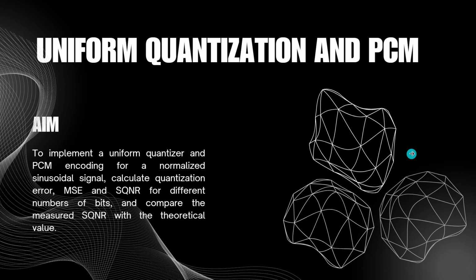The main aim of this experiment is to implement Uniform Quantization and PCM encoding for a sinusoidal signal. We first normalize the signal, then quantize it using different numbers of bits. After quantization, we calculate the quantization error, MSE, and SQNR. Finally, we measure SQNR and compare with theoretical values.